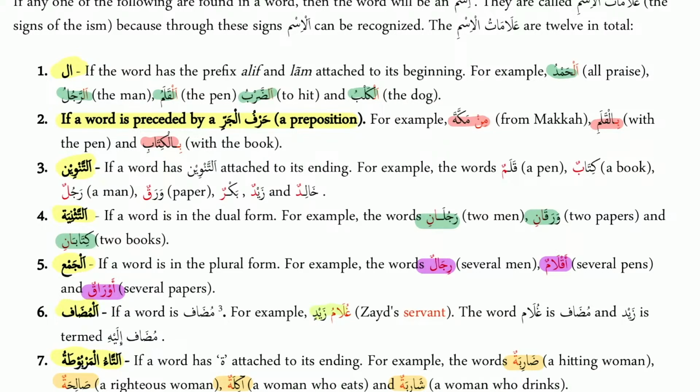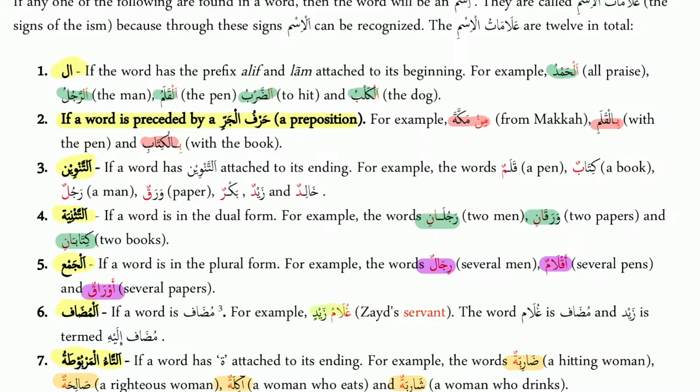Similarly, tanween, there are 6 different kinds of tanween in Arabic. But here you just take away that tanween is a sign of ism. For example, look, qalamun, kitabun, khalidun. So look, what does khalidun tell you? Khalidun is ma'rifah.